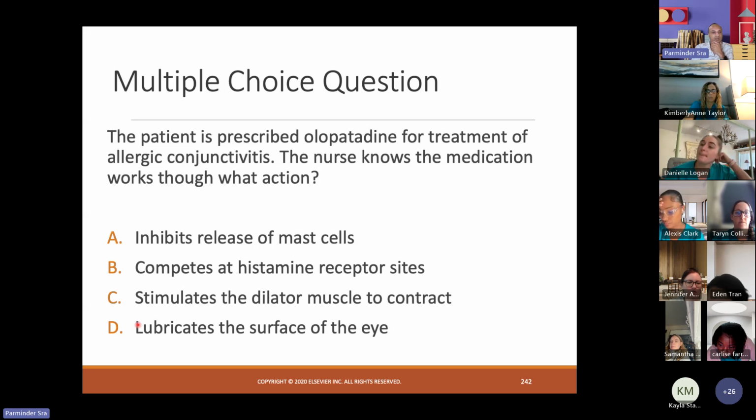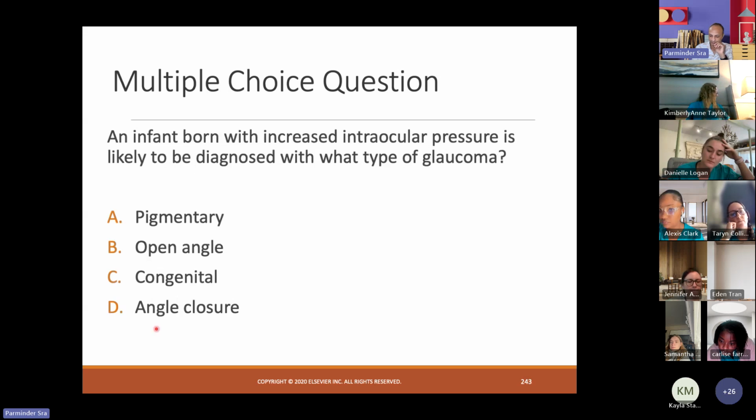Great job. Yes, guys, absolutely correct. B, because it's an antihistamine. Antihistamine works by blocking the histamine receptor. Should be an easy peasy one.